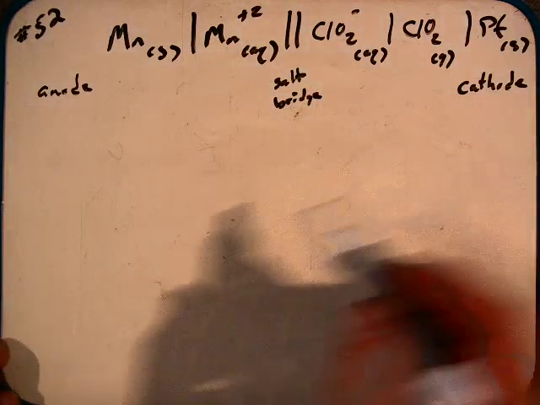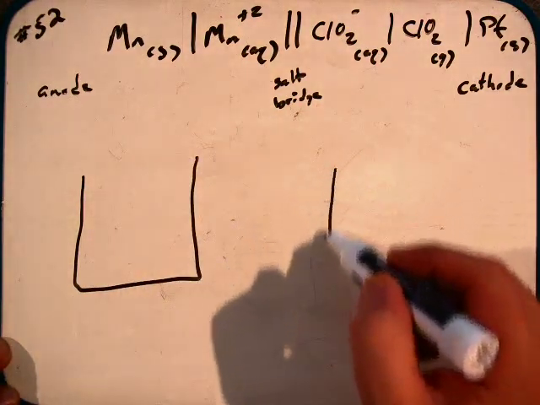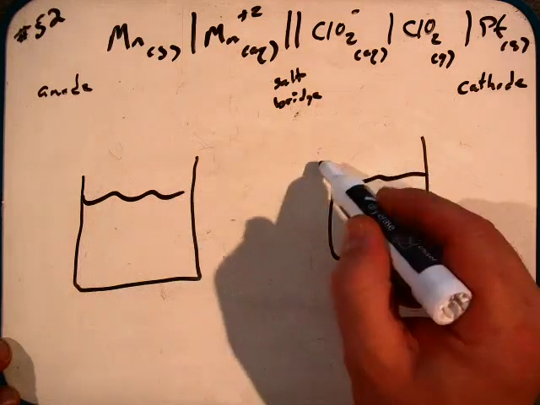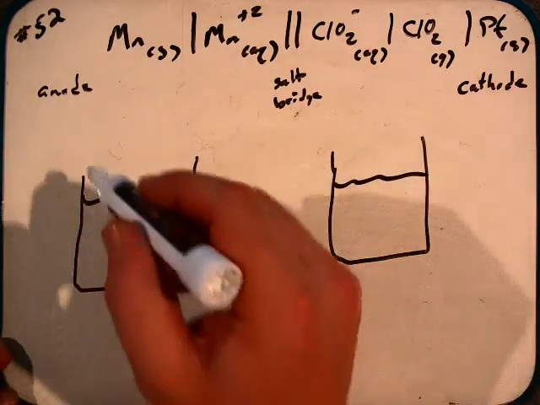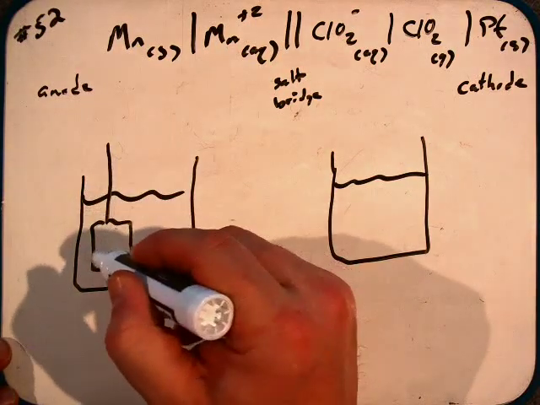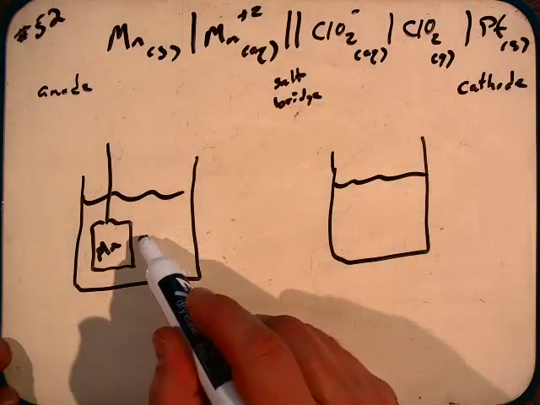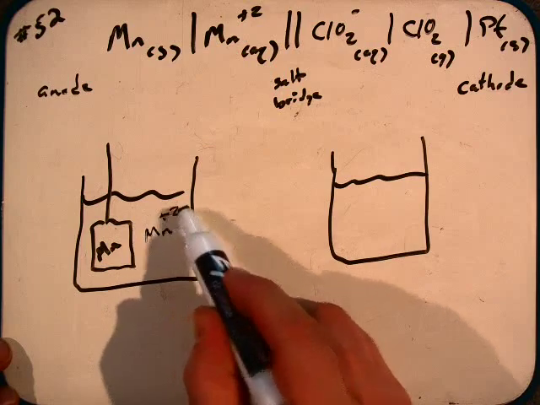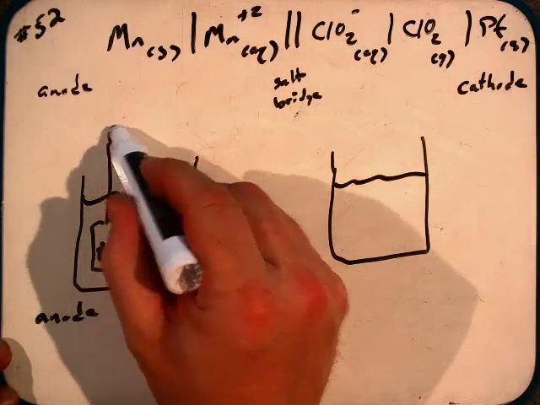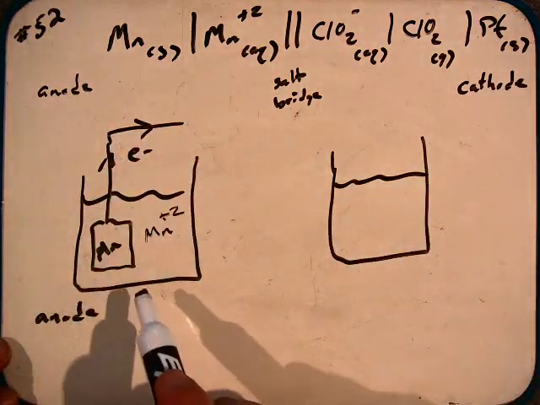So if we were to sketch this, we would have our two beakers, each with a solution in it. The case of the anode's pretty simple. We're just going to have a strip of manganese, that's a solid, and that's the actual anode, and then we're going to have manganese plus 2 in solution. And so electrons are going to flow from that oxidation.